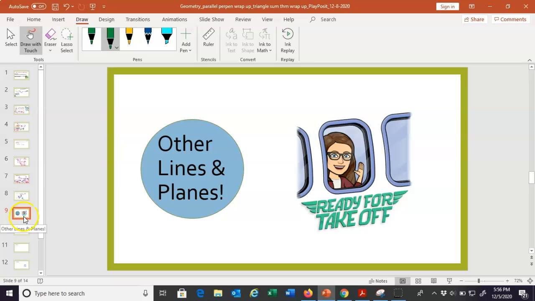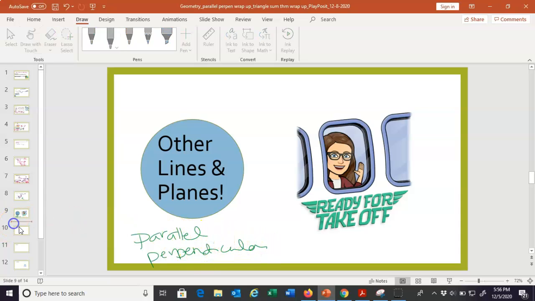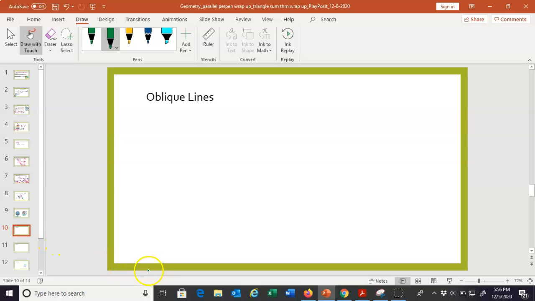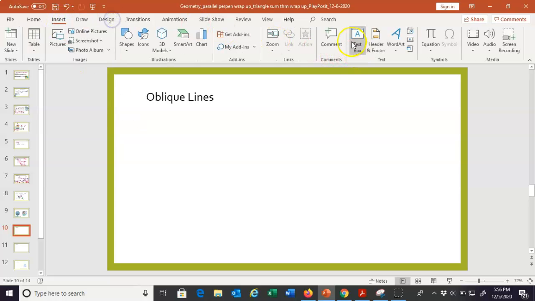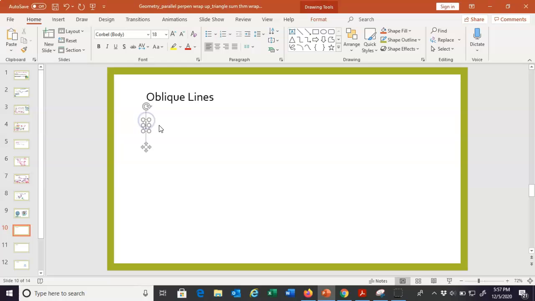All right, we're going to wrap up other lines and planes. So we've already talked about parallel lines, and we've talked about perpendicular lines, but there are two other kinds of lines that I wanted to talk with you guys about. The first one are oblique lines. And here's the definition of that. In fact, why don't I type it for us?